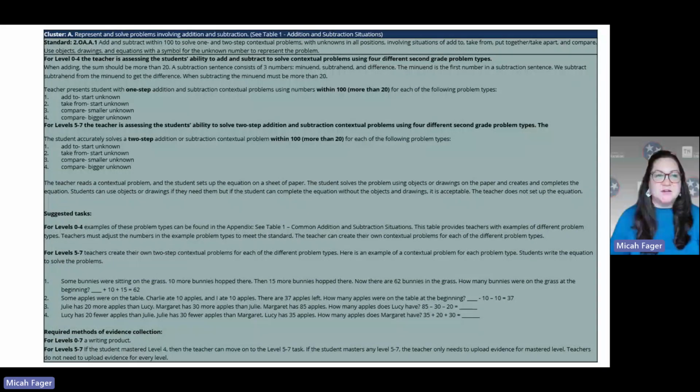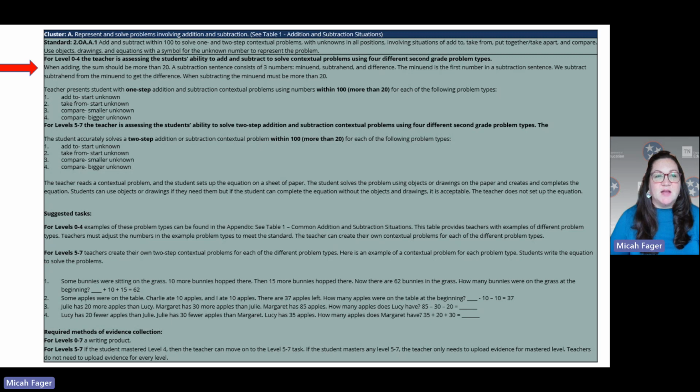This is the portfolio rubric guidance for second grade standard 2.OA.A.1. Add and subtract within 100 to solve one and two-step contextual problems with unknowns in all positions, involving situations of add to, take from, put together, take apart, and compare. Students will use objects, drawings, and equations with a symbol for the unknown number to represent the problem.